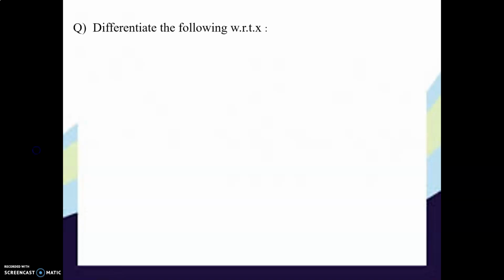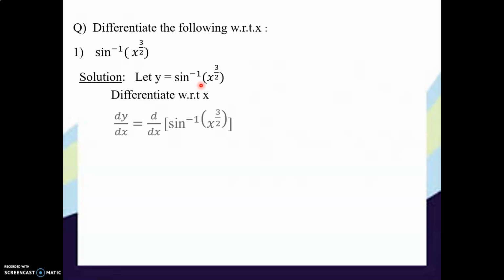So the first question is sine inverse of x raised to 3 upon 2. So function of function, composite function is given here. So let y is equal to sine inverse of x raised to 3 upon 2. Now we know that the derivative of sine inverse x is 1 upon root of 1 minus x square. So we are using that here.